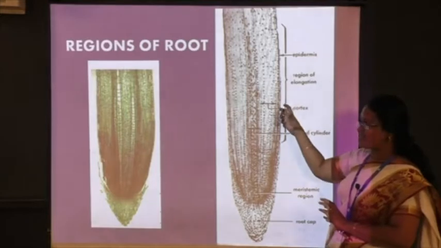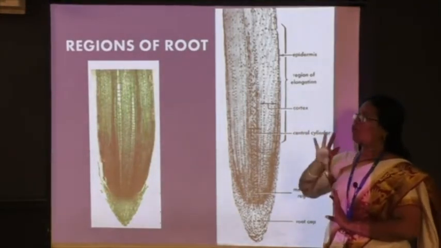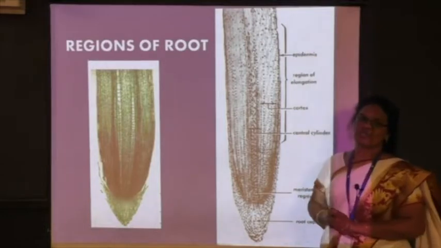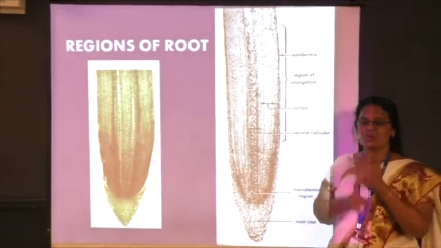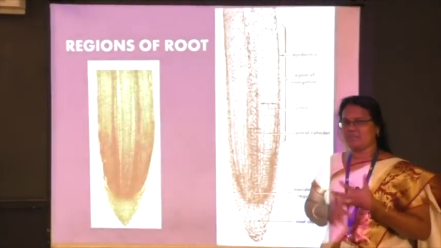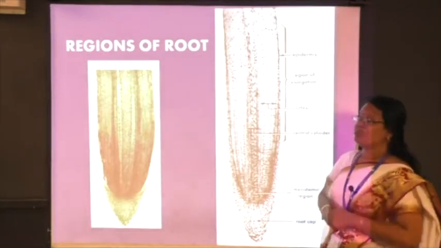The cell elongates. Why does the cell elongate? Because it needs to store water, to absorb water. So next comes the zone of maturation. The zone of maturation is most important because storage and conduction, the majority of the secondary functions, are done only in the region of the maturation zone.